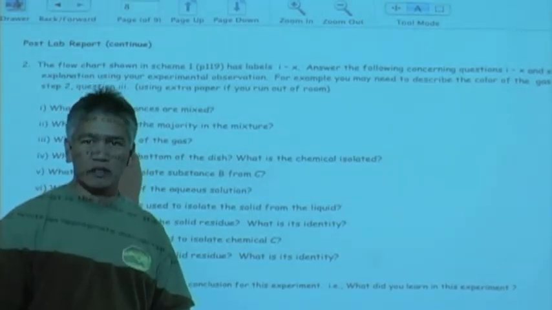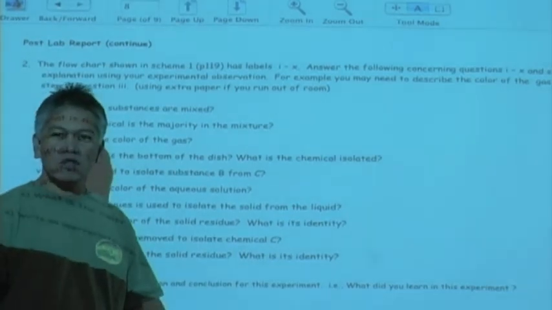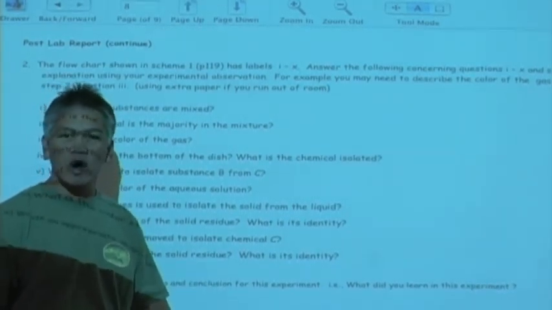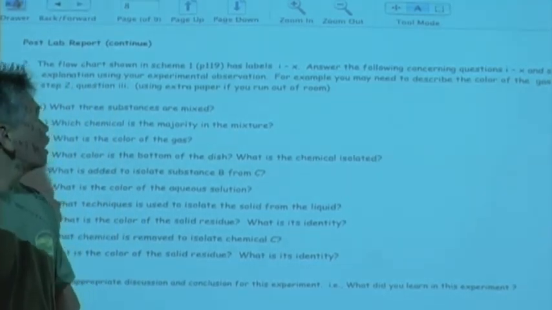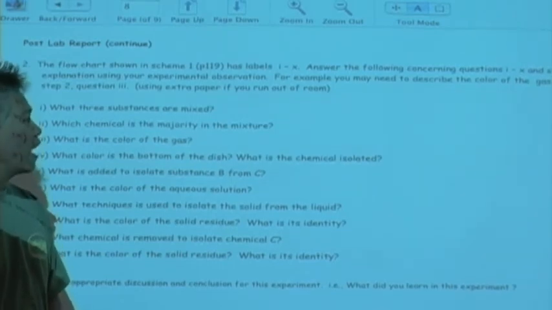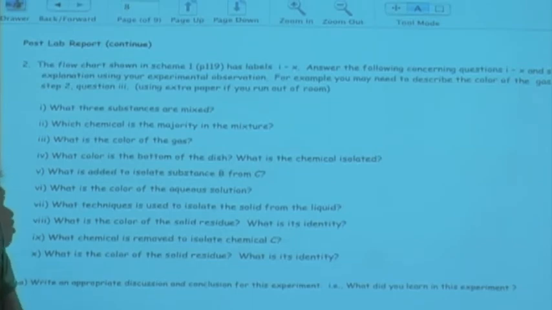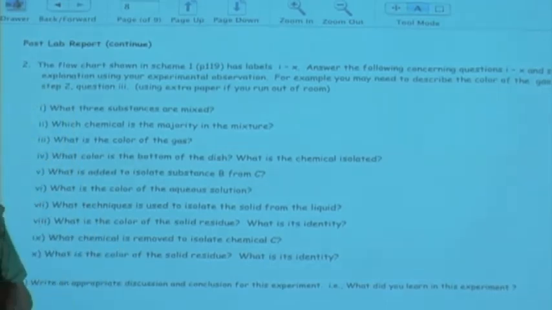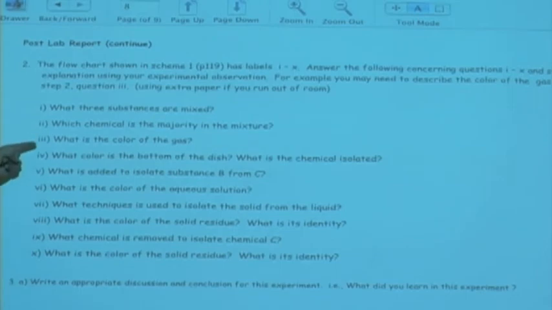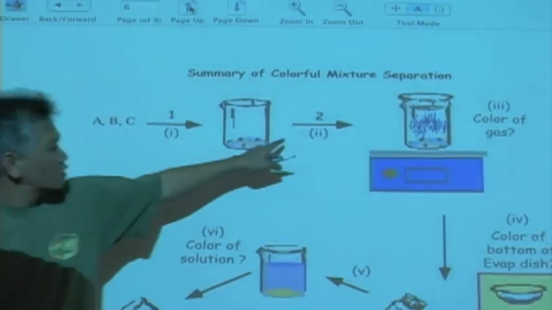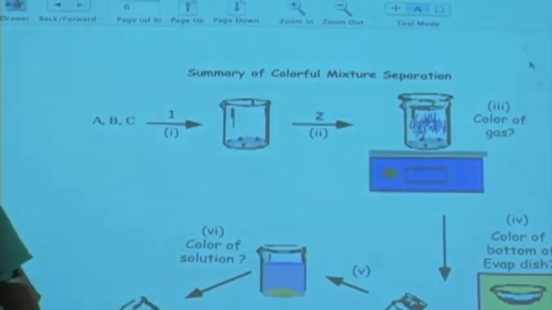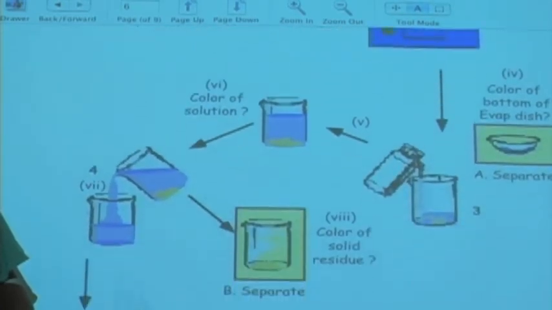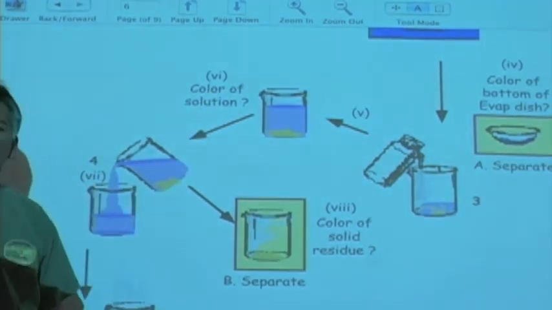When you get to the post lab questions, you come across this particular question. The flow scheme shows labels 1 through 10. Answer the following. The first one, what three substances are mixed? The second one, which chemical is the majority of the mixture? The third one, what is the color of the gas? Now, labels 1 through 10 here correspond to steps 1, 2, 3, 4, 5, 6, and so on in the flow scheme.